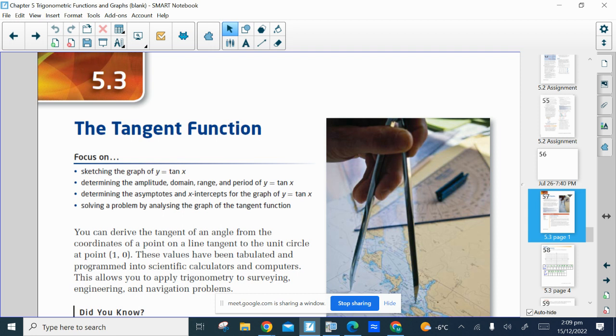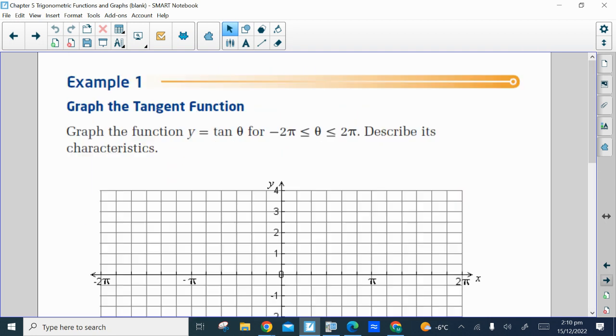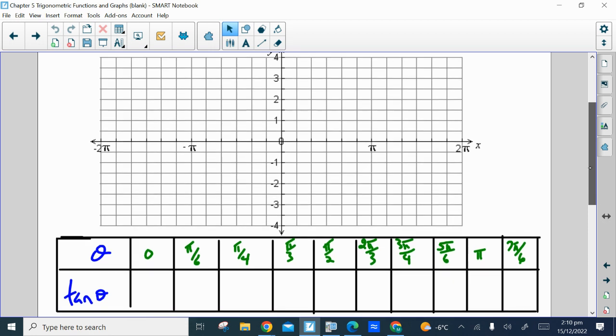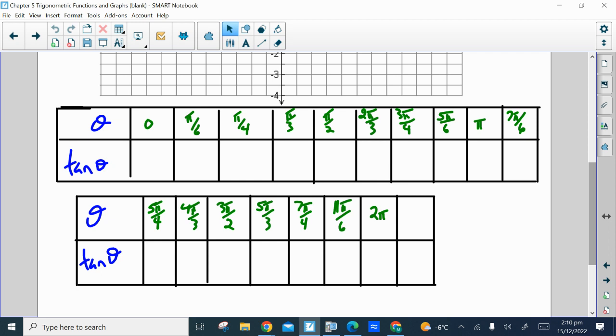All right, so we're going to look at the graph of y equals tangent x. We'll talk about the characteristics of that graph. These graphs have asymptotes, so we'll see where those are, and then see some problems where we analyze the graph of y equals tangent x. So on the next page, we're going to graph tan theta between negative 2 pi and positive 2 pi. And so we've got a table of values there.